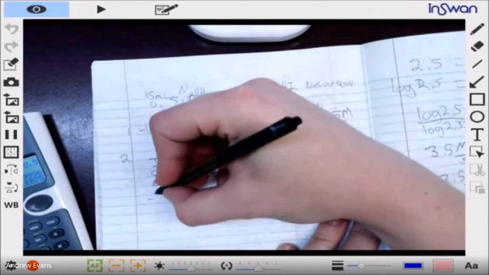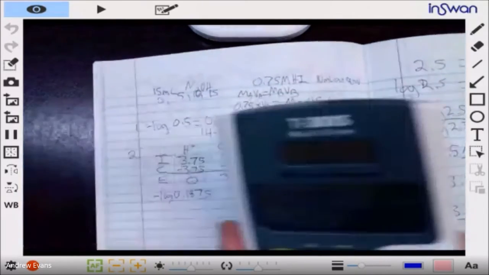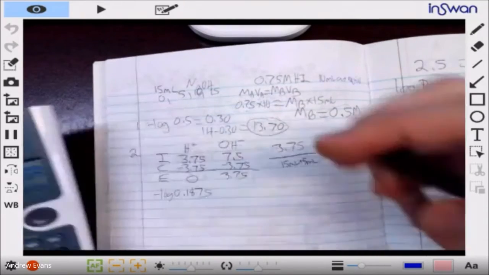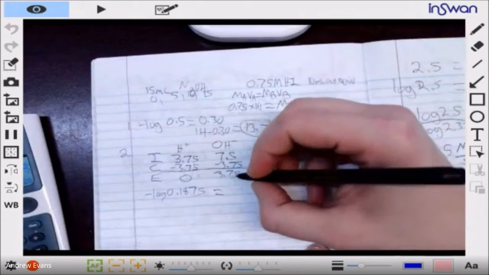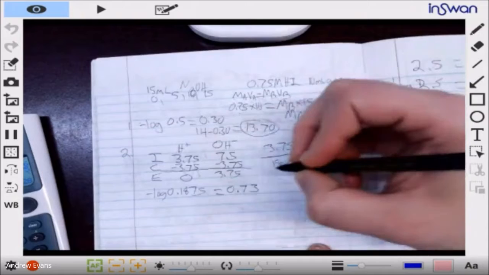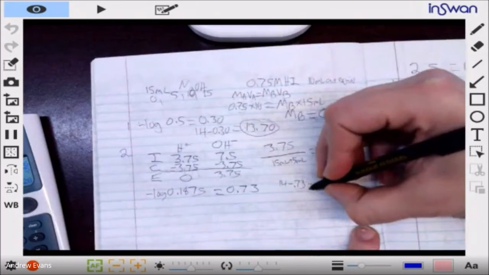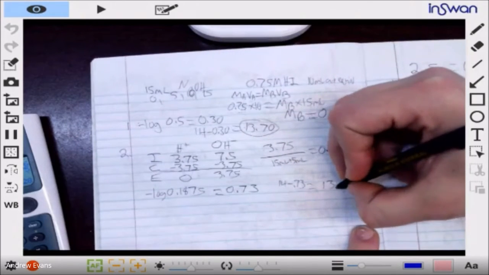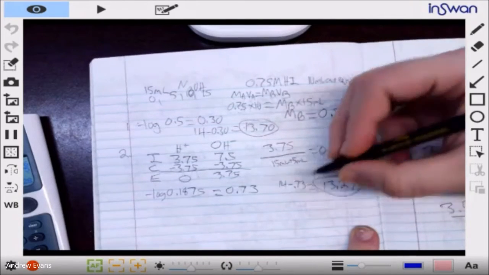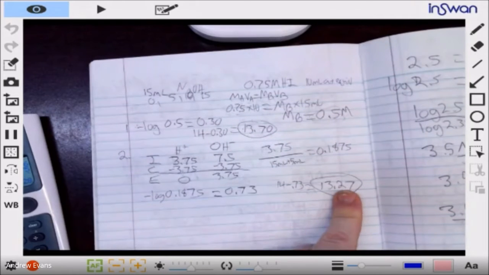So we take the negative log of 0.1875. That would give us our POH because we're still in the base. That drops it down to, we'll say, 0.73, and then 14 minus 0.73 drops it to 13.27. So we went from 13.7 to 13.27, and we're half neutralized.